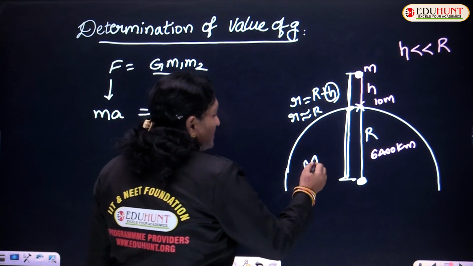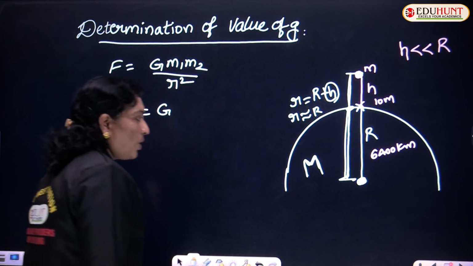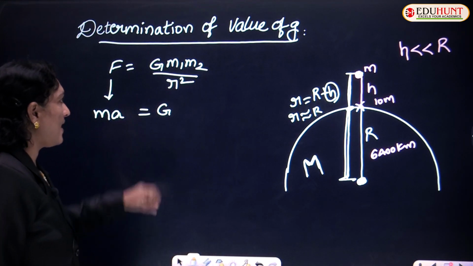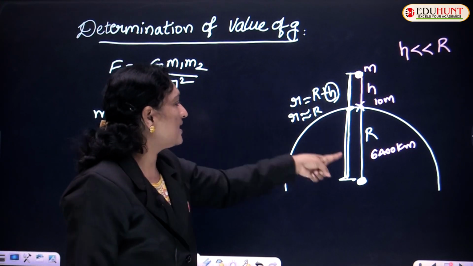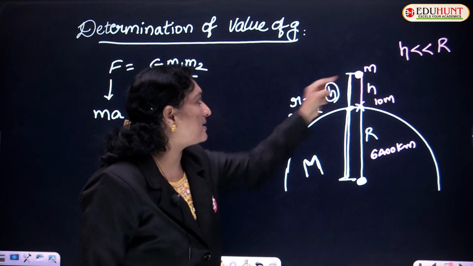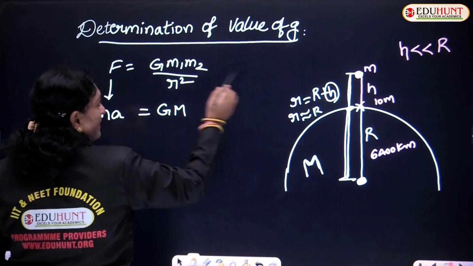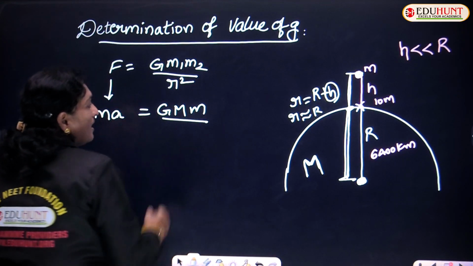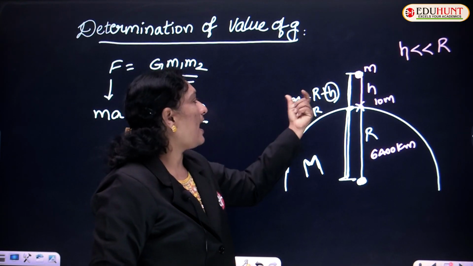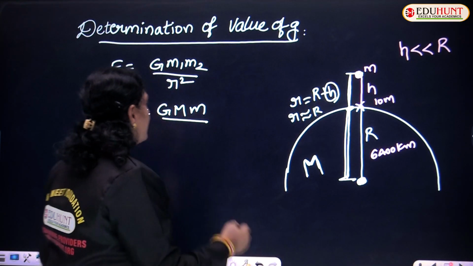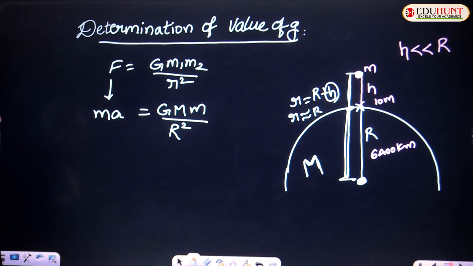As I have considered the mass of the Earth as M and the mass of the body as small m, substituting all the values: m1 and m2 are the masses of the two different bodies. m1 indicates the mass of the Earth, m2 indicates the mass of the object. So instead of m1, I can replace it with capital M, and m2 with small m. So r is nothing but R plus h, hence h is ignored. Instead of r, I can replace it with capital R, the radius of the Earth, squared.